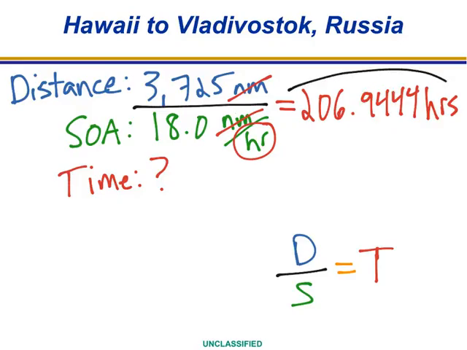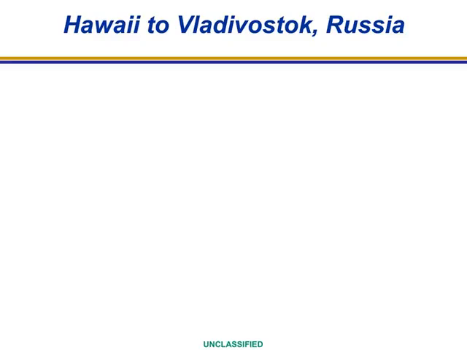For our next step, we're going to take this number, 206.944 hours, and we're going to convert it into a more usable format. We're going to convert it into days, hours, and minutes. Because you're not going to tell your CO, hey, it's going to take us 206.9444 hours to get from our outbox to Vladivostok. No. So let's do that.